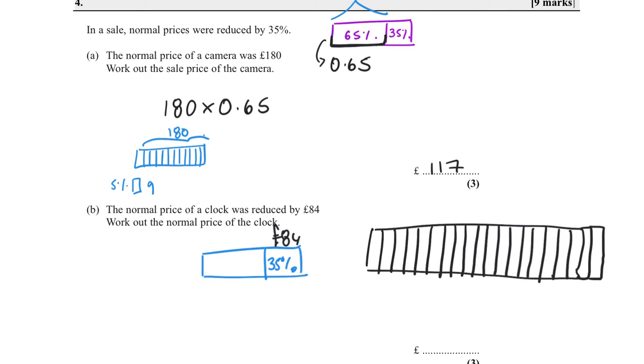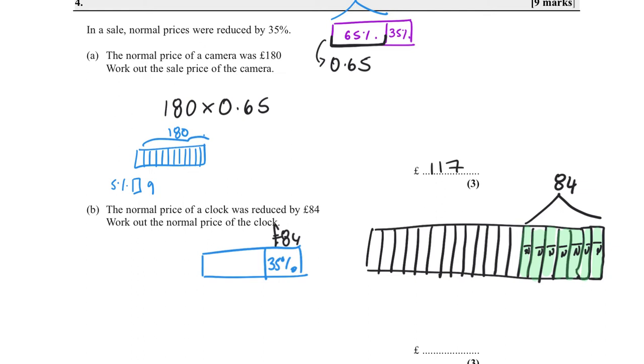35% is how many 5s? 5, 10, 15, 20, 25, 30, 35, 7. So these 7 are represented by 84. How much is one of these? We need to do 84 divided by 7. So how much? 12. So that means each one of these represented by 5% is actually worth 12.